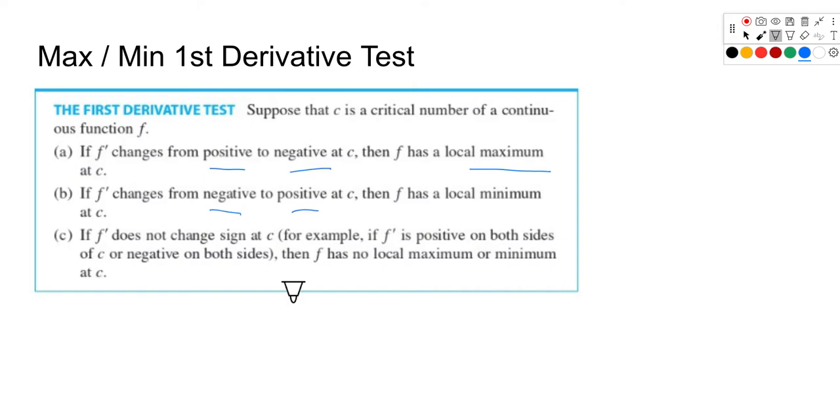But that's very tedious. We could also just graph it. My suggestion is to graph it and then look, is it above the x-axis or below the x-axis? It's a lot easier to see.